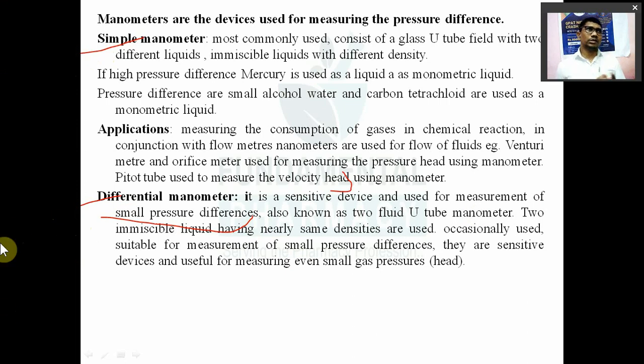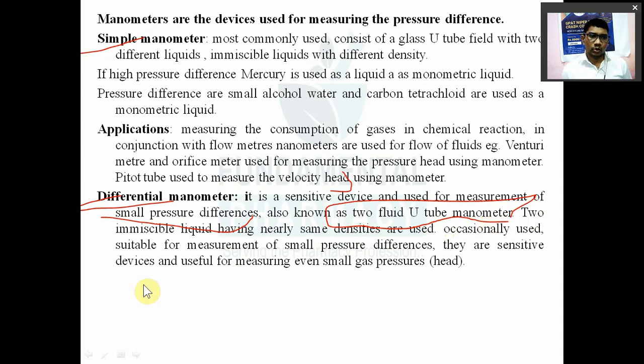A simple manometer is used when the pressure difference is very high at two points. When the pressure difference is very small, at that time a differential manometer is used. It is a very sensitive device used for measurement of small differences in pressure. It is also known as the two fluid U-tube manometer. A question has come on this: two fluid U-tube manometer.